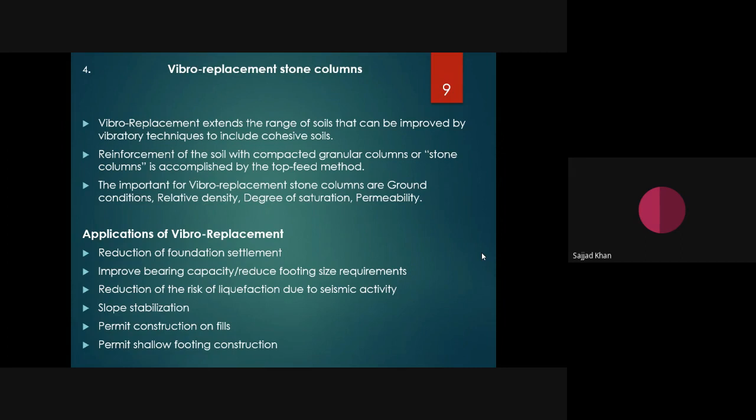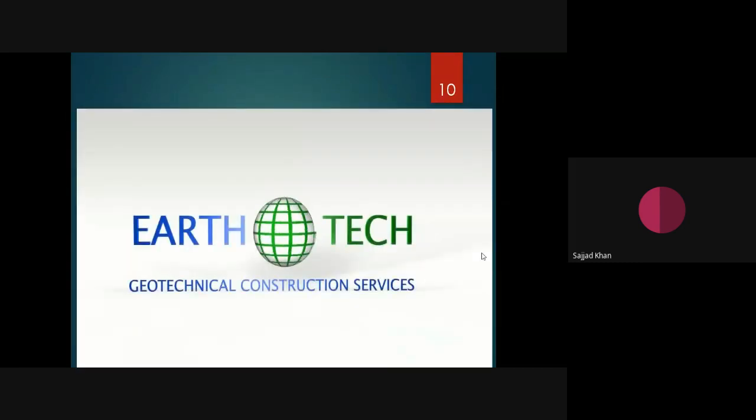Applications for this method are the reduction of foundation settlement, improved bearing capacity, reduced footing size requirement, reduction of the risk of liquefaction due to seismic activity, and slope stabilization. It permits construction on fill, and also permits shallow foundation construction. This is an animation for this method.